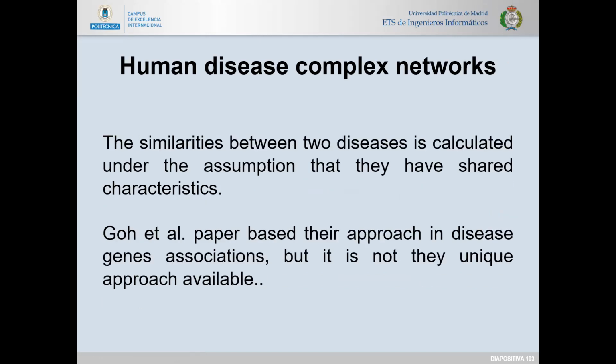Okay, and what are these similarities? Well, the idea is that the similarity between two diseases is calculated under the assumption that they are sharing some characteristics. In this paper published in 2007, as I said, they based their approach on disease-gene association. So the idea was, when two diseases were sharing a gene, they have some relationship. The more genes they were sharing, the more similarity or relationship exists between those diseases. Okay, but this is a concept. It's not the only one available.